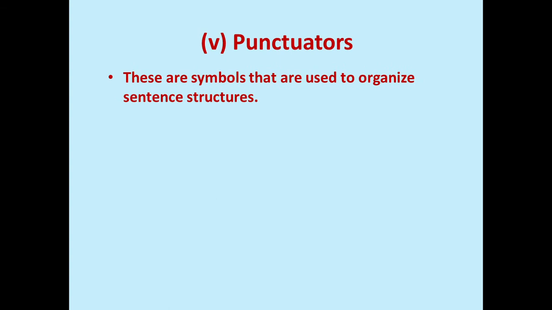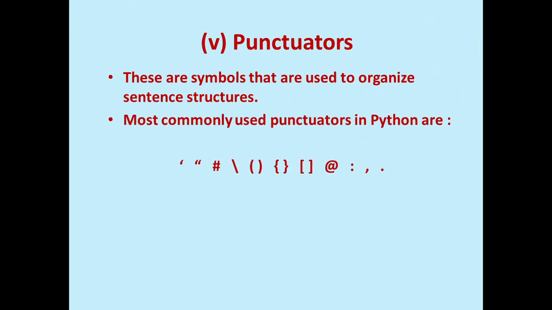Punctuators. They are the symbols that are used to organize the sentence structure. Some commonly used punctuators in Python are single quotes, double quotes, hash, backslash, parenthesis, curly braces, square brackets, at symbol, colon, comma, dot.